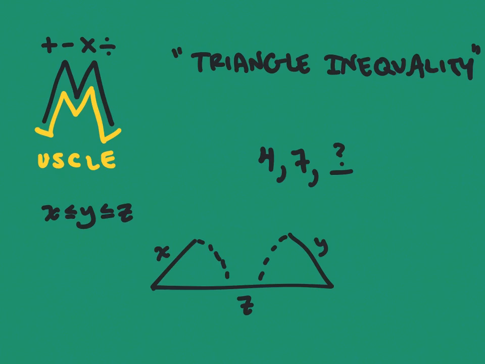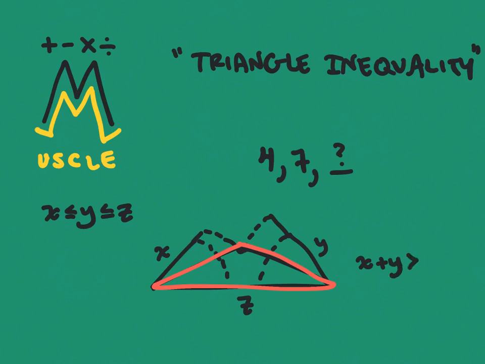So what we need to make sure is that y and x are long enough such that they meet at some point, creating a triangle. And there are minimum and maximum values for which this red triangle can be formed. You might already know this, but what we need is for x plus y to be greater than z. So any two sides added together has to be greater than the third side.